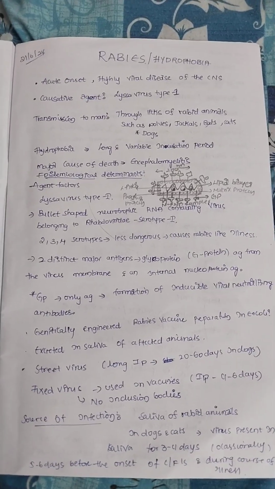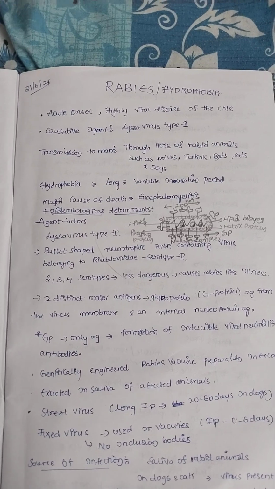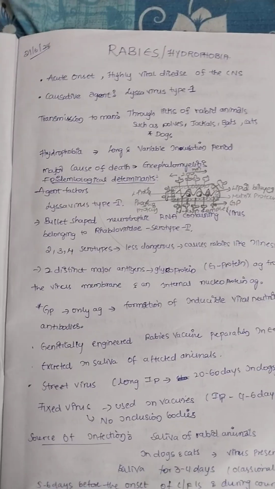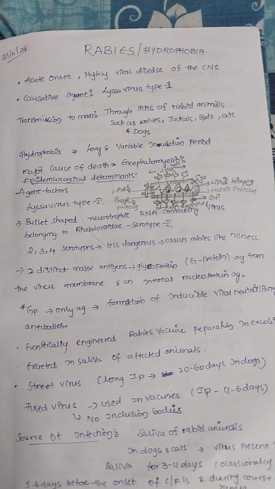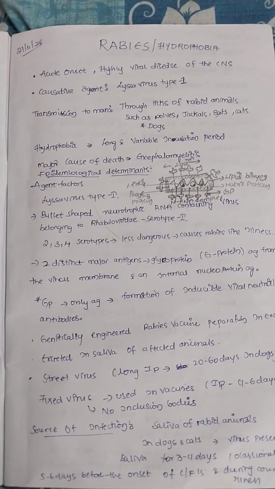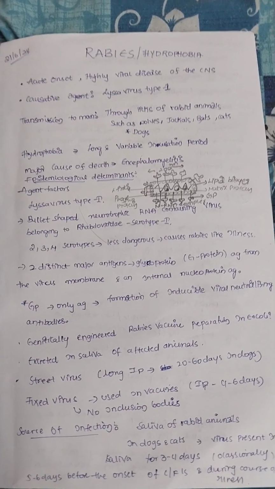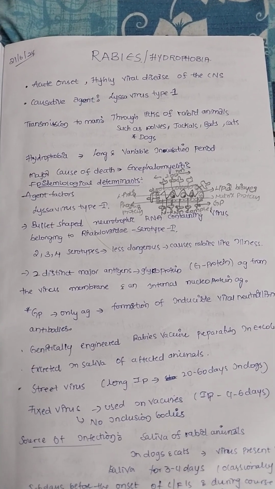Hydrophobia has a long and variable incubation period. What is the major cause of death in rabies? Encephalomyelitis. So what are the epidemiological determinants? Agent factors, like Lyssavirus type 1.